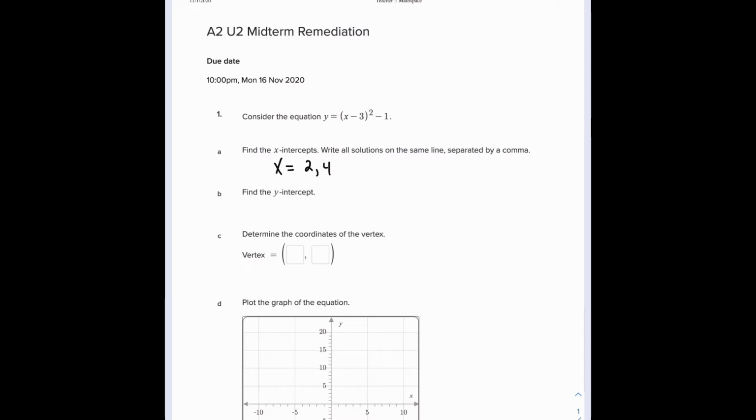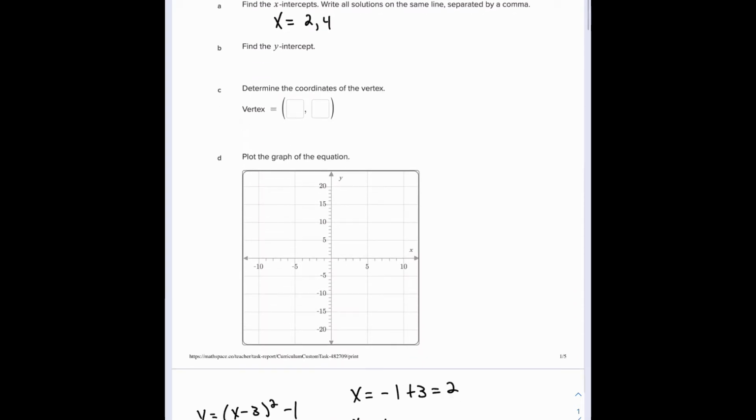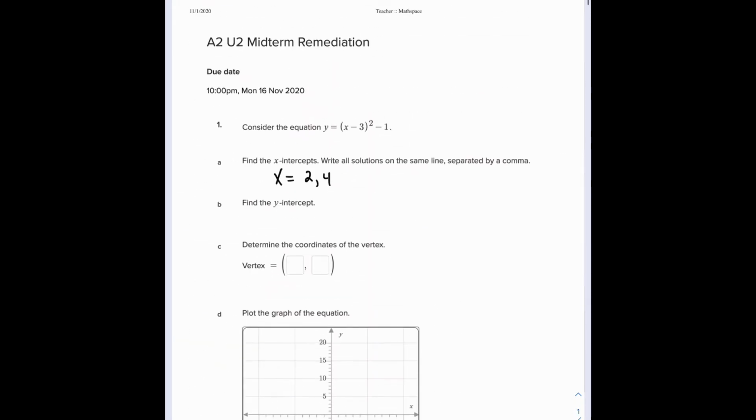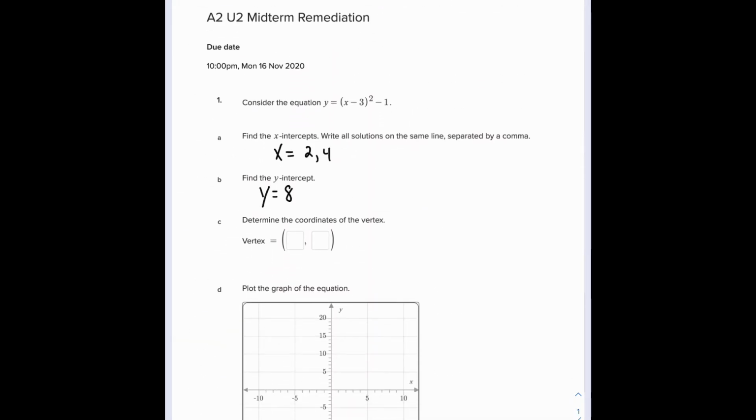And now we want to find the y-intercept. Similarly to what we do to find the x-intercepts, except instead of setting y equal to 0, we set x equal to 0. So we take our equation, we have this, and now we want to set x equal to 0. So we'll get y equals 0 minus 3, quantity squared, minus 1, or y equals negative 3 squared minus 1. And what's negative 3 squared? That's 9, minus 1, 8. So our y-intercept is y equals 8.